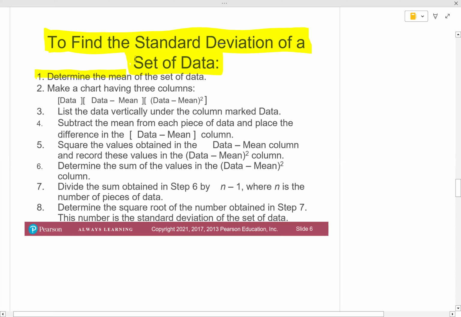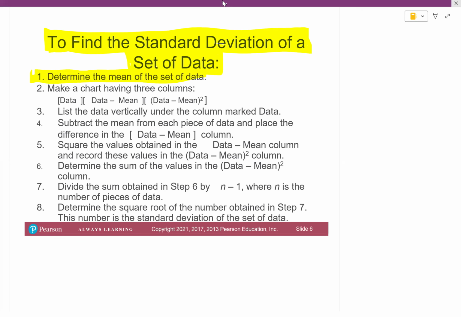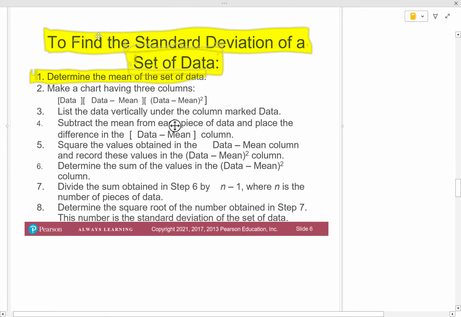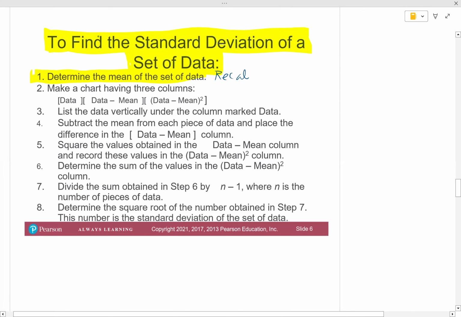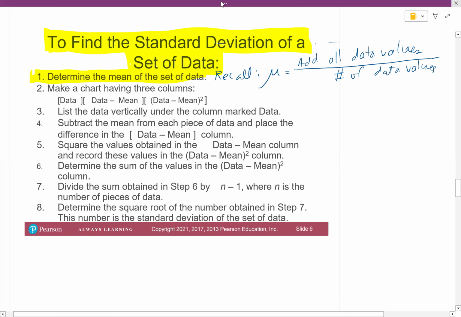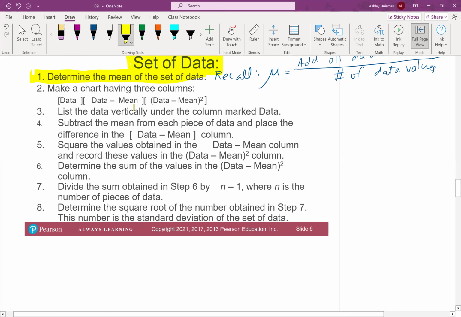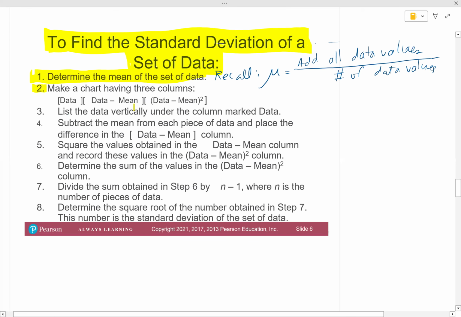So first thing you need to do is determine the mean of the set of data. Remember, the mean is just the sum. You add up all the data values and then divide by the number of data values. Recall mu, or the mean, is you add all data values, and then you divide that, whatever that is, by the number of data values. Okay. So first things first, if you already know the mean, then that's fine. You can skip on to step 2. But if you don't know it, you have to go calculate it.